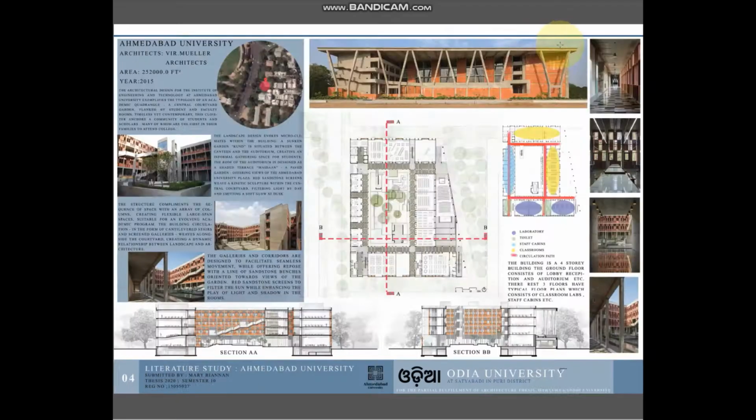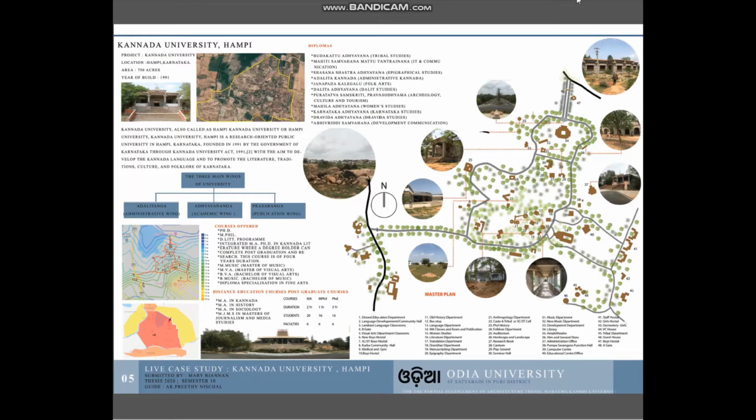My second literature case study is Ahmedabad University. It is a quadrangular building and was constructed in the year 2015 by Vermula Architects. The main block is given landscape to invoke the microclimatic conditions, and the main construction material is sandstone. My first live case study is Kannada University, Hampi.